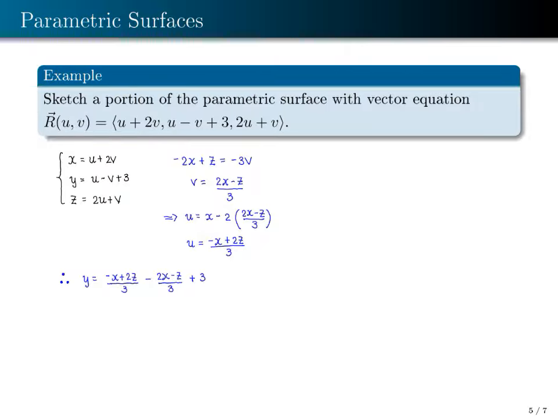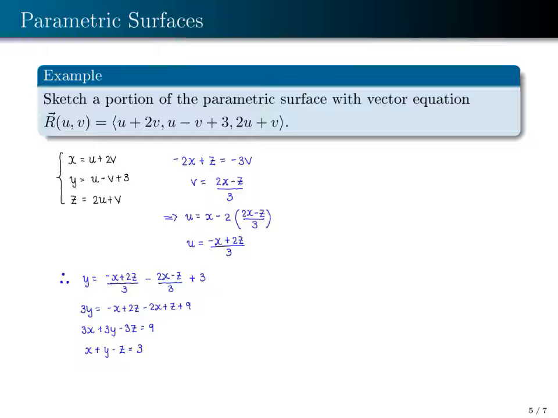Multiplying both sides of the equation by 3, we have 3y equals negative x plus 2z minus 2x plus z plus 9. Simplifying, we obtain 3x plus 3y minus 3z is equal to 9. Thus, we get the Cartesian equation for the parametric surface to be x plus y minus z is equal to 3.